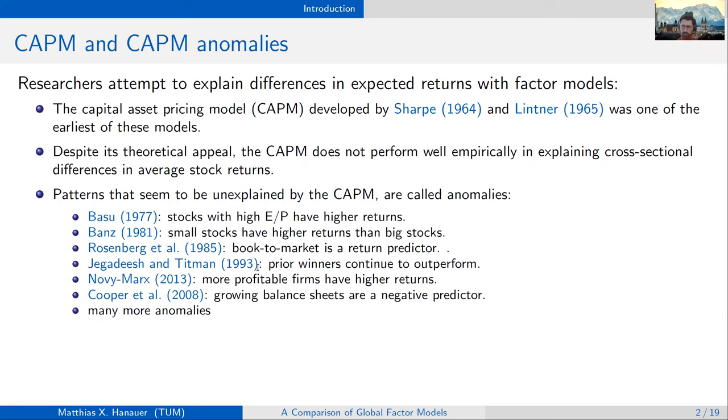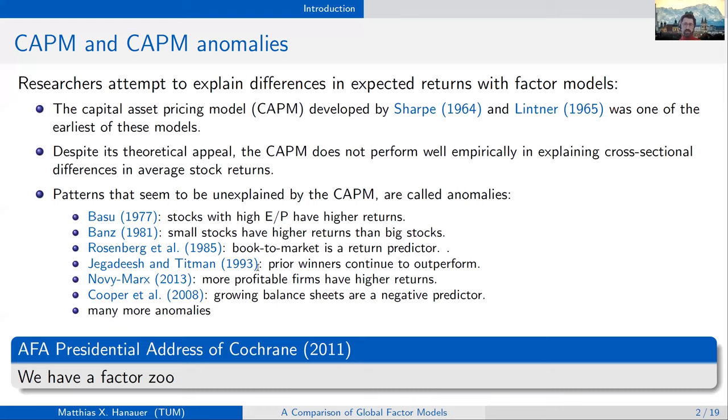They all had their motivations and explanations why this was the case. Some had more risk-based explanations, others more behavioral-based explanations. But there were more and more anomalies documented, so that Cochrane said in his presidential address at the AFA: we now have a zoo of factors. So there are too many factors.